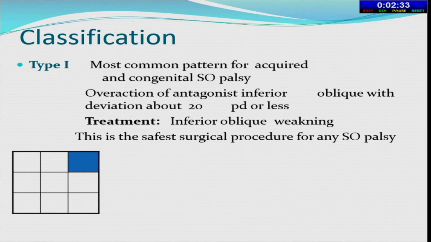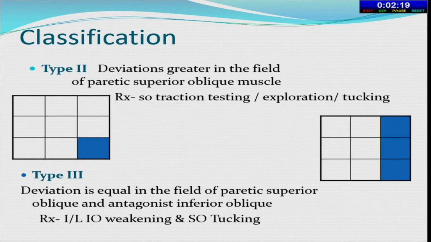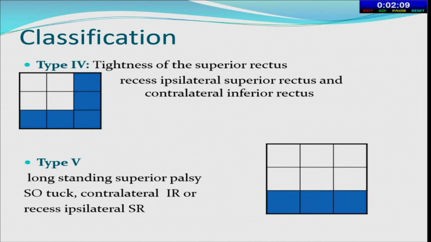It can be classified, and the management depends on the classification. This is Knapp's classification. Type 1 superior oblique palsy is when the maximum deviation is in the direction of the IO, the inferior oblique muscle. Type 2 is when the maximum deviation is in the direction of the superior oblique muscle. Type 3 is when the maximum deviation is on the contralateral side. Type 4 is contralateral side and depression. Type 5 is depression. So you choose your surgeries depending on which gaze has the maximum deviation, where you want to strengthen or weaken the muscle.